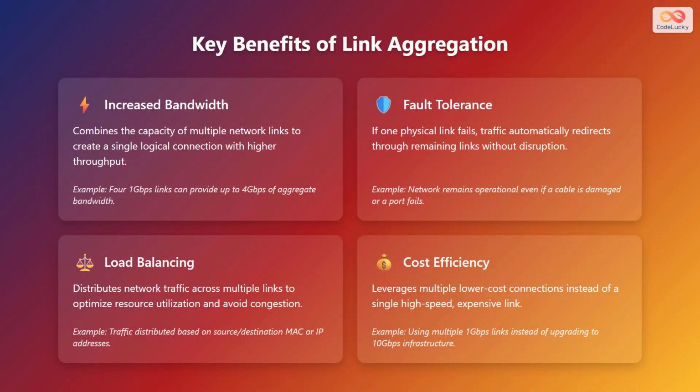Now, let's discuss some key benefits of link aggregation. First, it increases bandwidth by combining the capacity of multiple network links to create a single logical connection with higher throughput. For example, four 1 gigabit per second links can provide up to 4 gigabits per second of aggregate bandwidth.